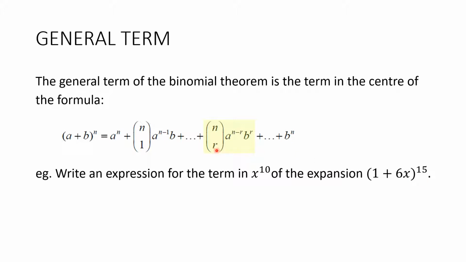So let's have a look here. I want that n, there's going to be 15, a is going to be 1. It's this bit here that's going to tell us what r is, because if we put 6x in there to the power of r, we're going to want r to be 10. Okay, so n is 15, r is 10. All we do is substitute it in. 15C10, 1 to the power of 5, (6x) all to the power of 10. And we can leave it like that because it says just write an expression.